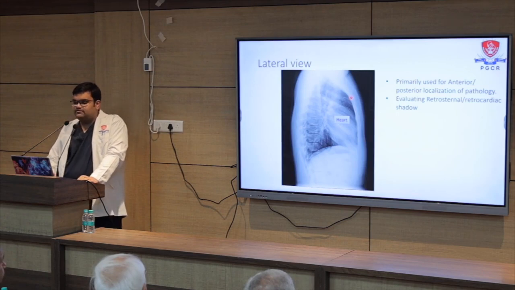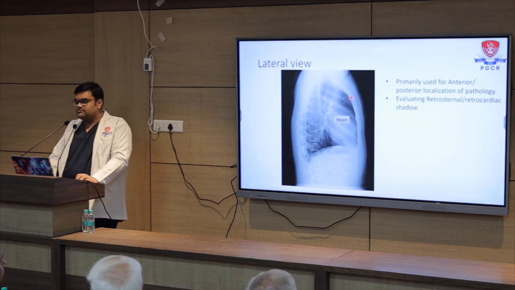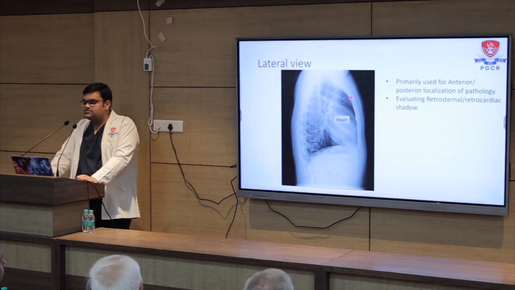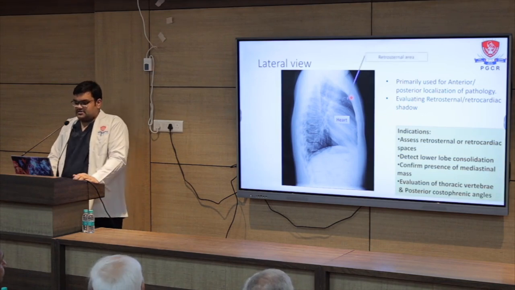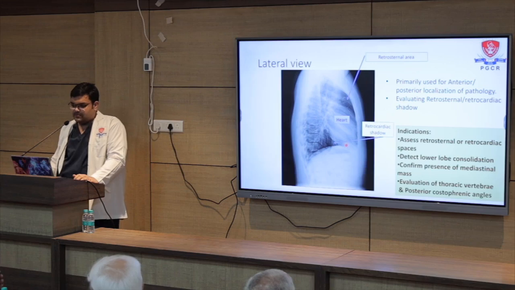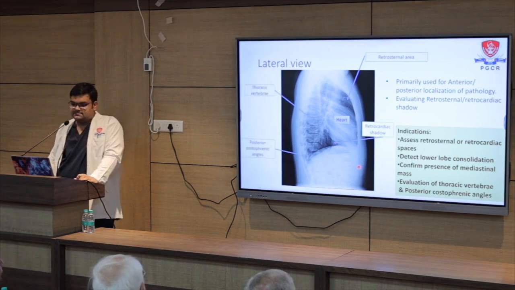Now we move on to the lateral view. The lateral view is primarily used for anterior and posterior localization of the pathology and evaluating retrosternal and retrocardiac shadows. The indications are to assess the retrosternal and retrocardiac shadow, detect lower lobe consolidation, confirm the presence of a mediastinal mass, and evaluate the thoracic vertebrae and the posterior costophrenic angles.